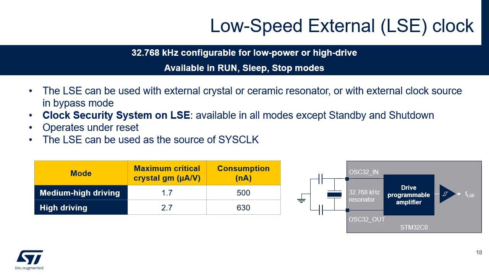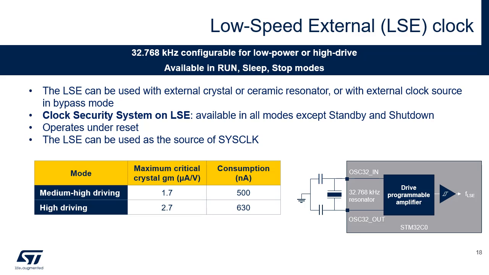The 32.768 kHz low-speed external oscillator, LSE, can be used with an external crystal, resonator, or clock source in bypass mode. In bypass mode, an external clock source of up to 1 MHz is required. The oscillator's driving strength is programmable and can be adjusted at runtime via the LSE DRV bit in the RCC Control Status Register 1, RCC_CSR1, to balance robustness, startup time, and power consumption.